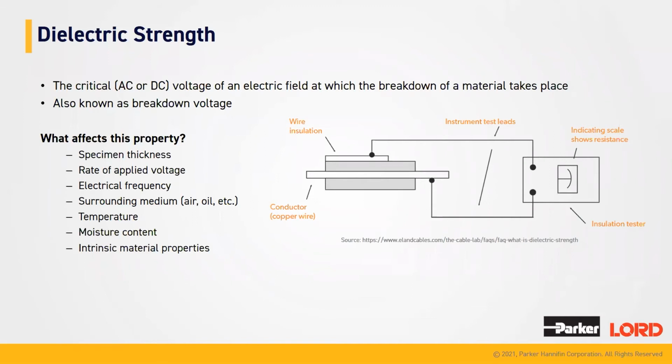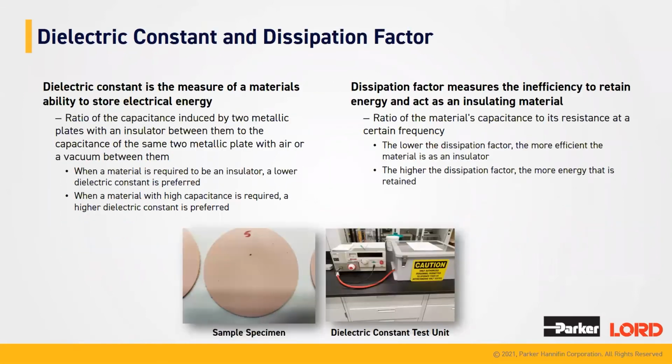So what affects this property? The thickness or the amount of material that is applied. So it is a function of material thickness, the rate of applied voltage, electrical frequency, kind of the surrounding medium. So whether it's air, oil, whatever medium that it could be, temperature, moisture content, and again, intrinsic material properties. Next, on to the dielectric constant and dissipation factor.